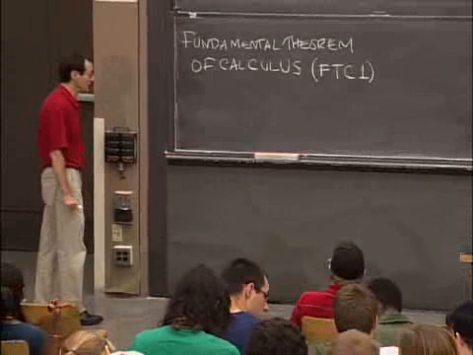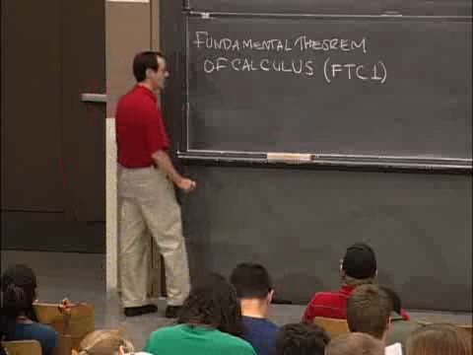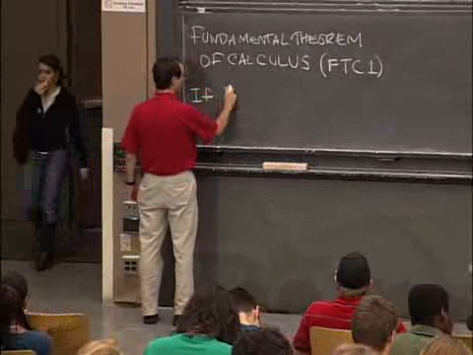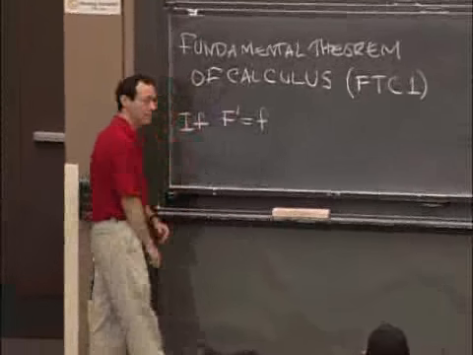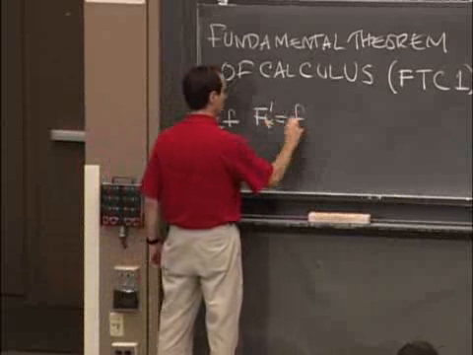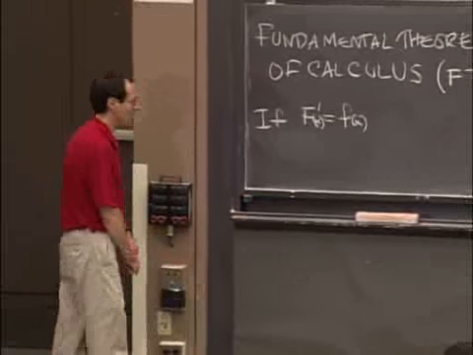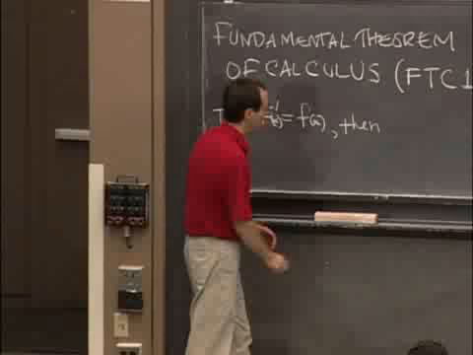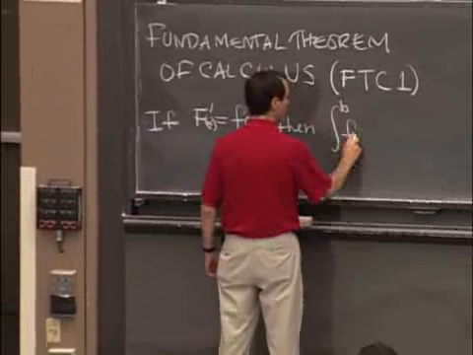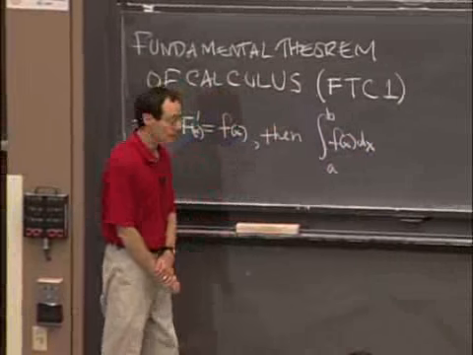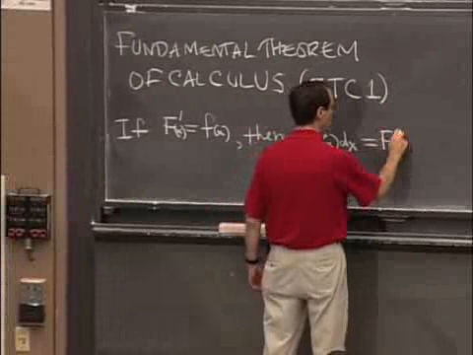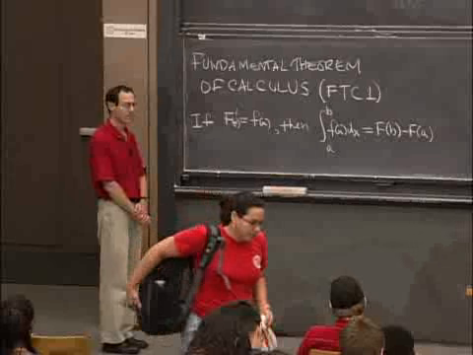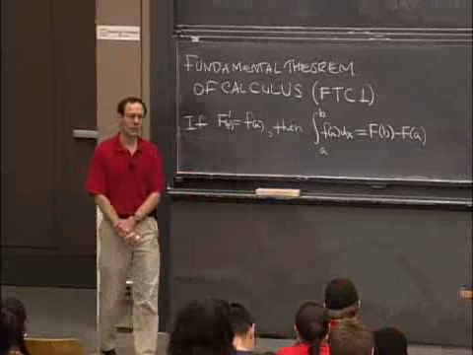The fundamental theorem of calculus says the following. It says that if F prime is equal to f, so F prime of x is equal to little f of x, it's a capital F and a little f, then the integral from a to b of f of x is equal to F of b minus F of a. That's it. That's the whole theorem.